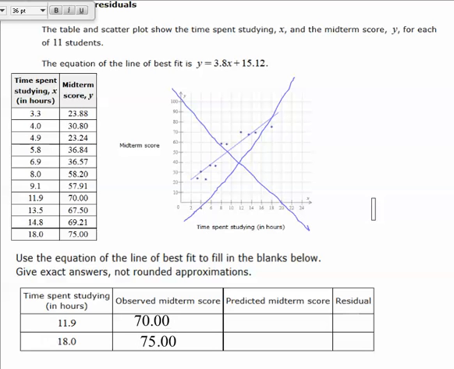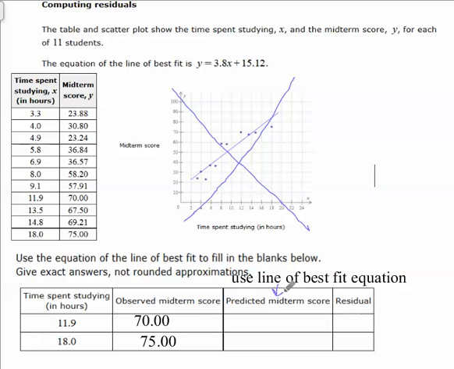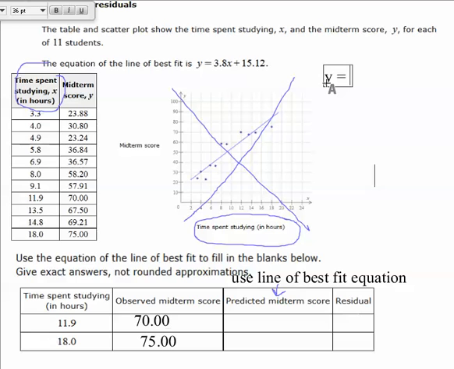But now we need to figure out where do these predicted values come from. Well, predicted means we're going to use the equation for the line of best fit. Okay, so I'm going to make a little note here. So for these ones, we're going to use our line of best fit equation. So here's what we're going to do. Our time in hours is our X. Okay, and we show that in two places here. That's our X. So we're going to take our equation for our line of best fit, and wherever we see X, we're going to plug in 11.9.